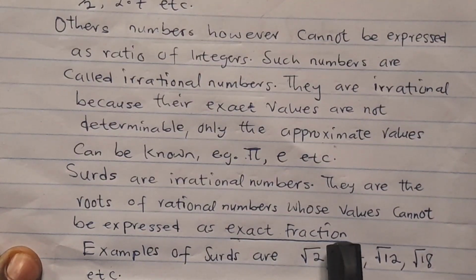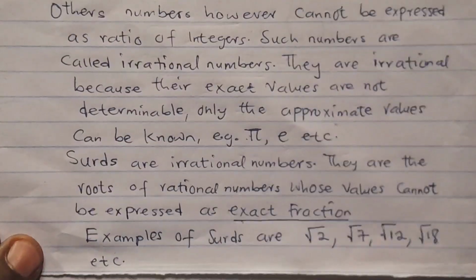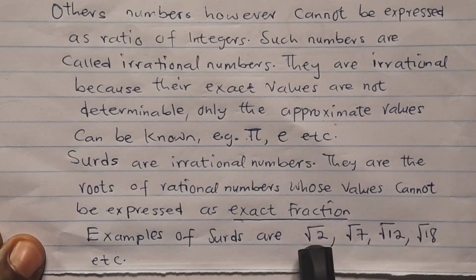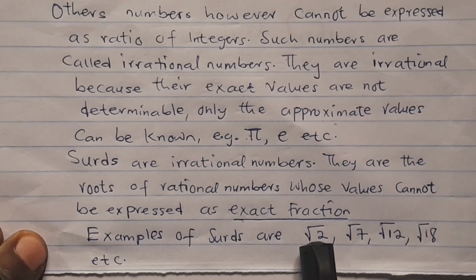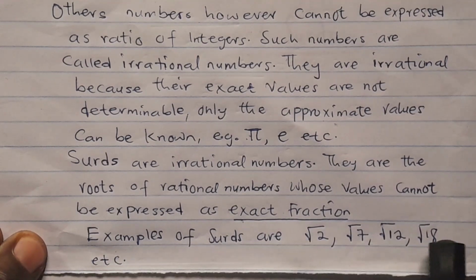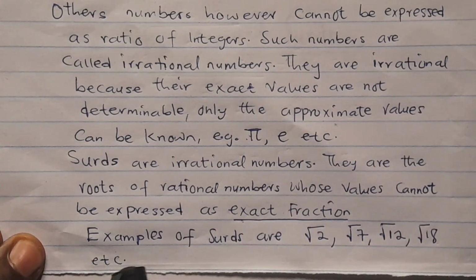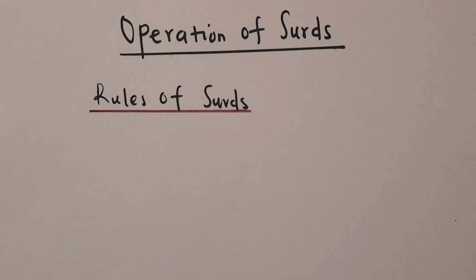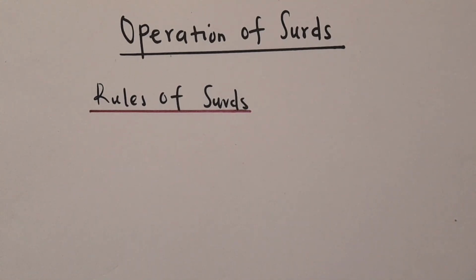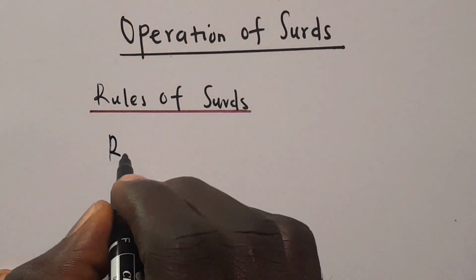Now, definition of surds. Surds are irrational numbers. They are the roots of rational numbers whose values cannot be expressed as exact fraction. Take note of that. Examples of surds are square root of 2, square root of 7, square root of 12, square root of 18, and etc. So now let's take a look at rules of surds.